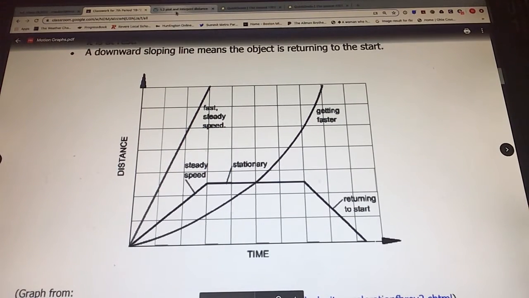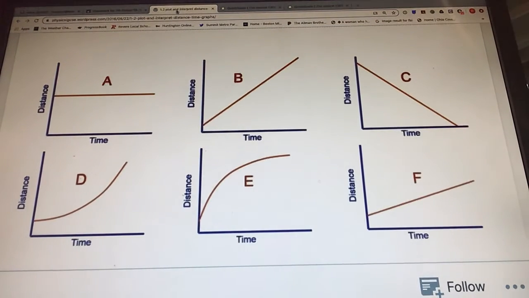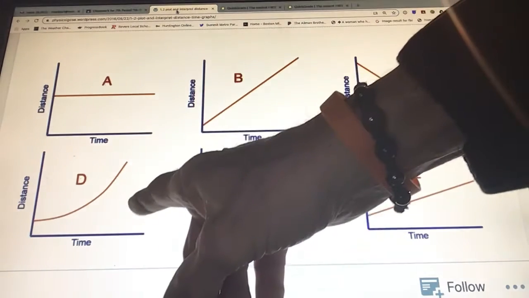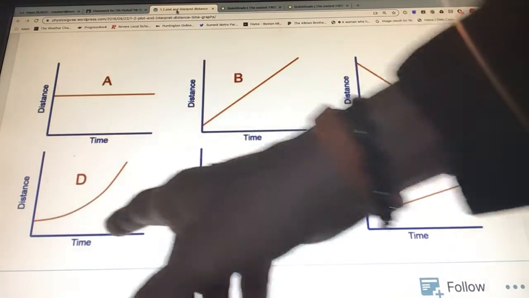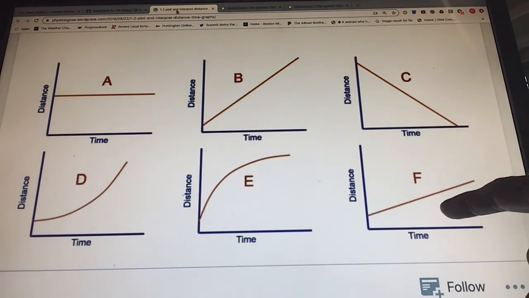Another one they didn't show, let me show you these here. So you'd be able to identify A, identify B, what was that object doing? I just touched on this one. C, what's D doing? I'm going to skip E for now. And what is F doing?